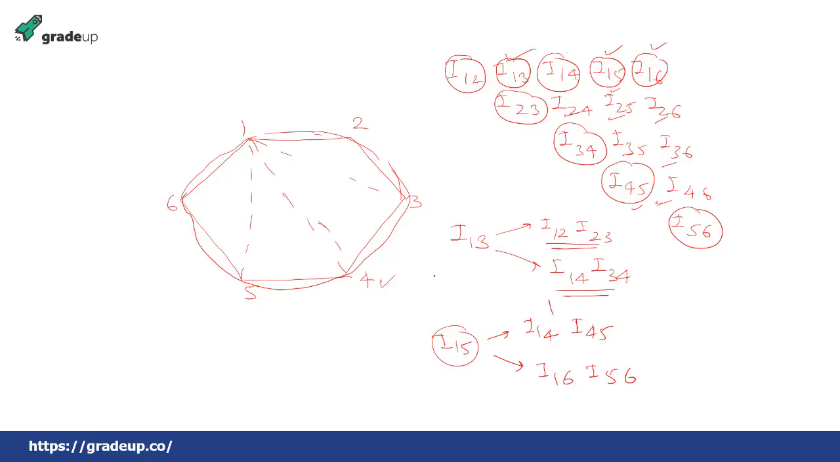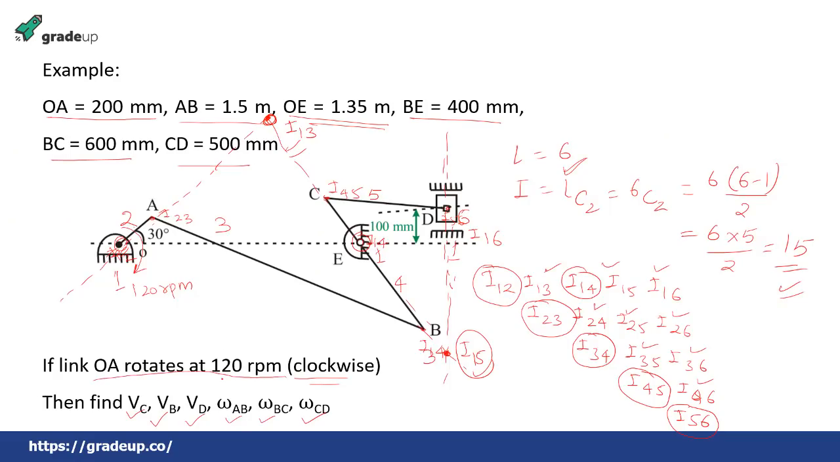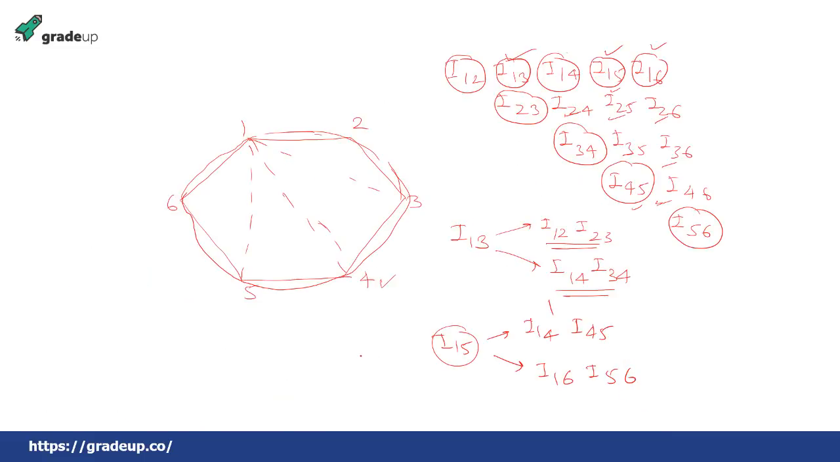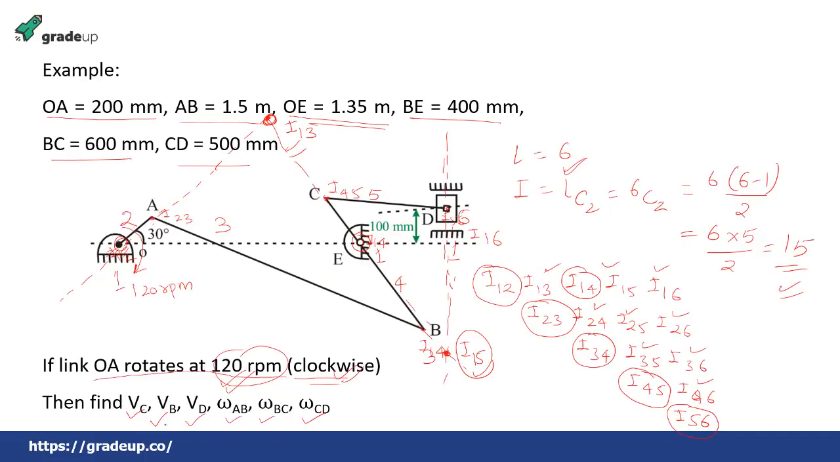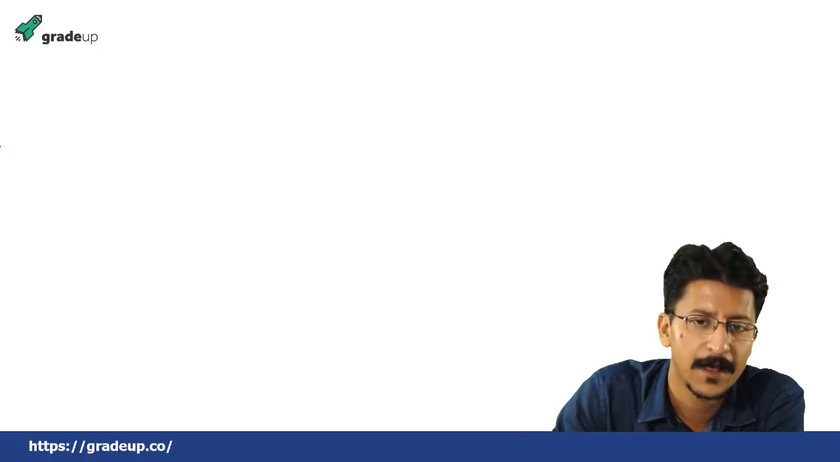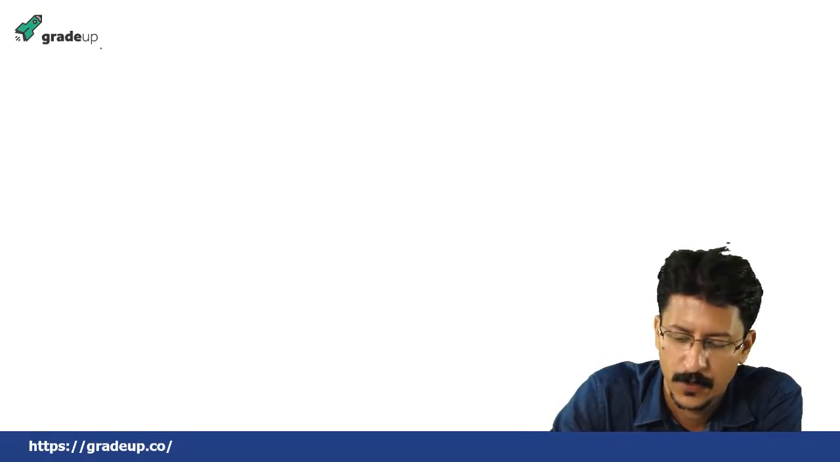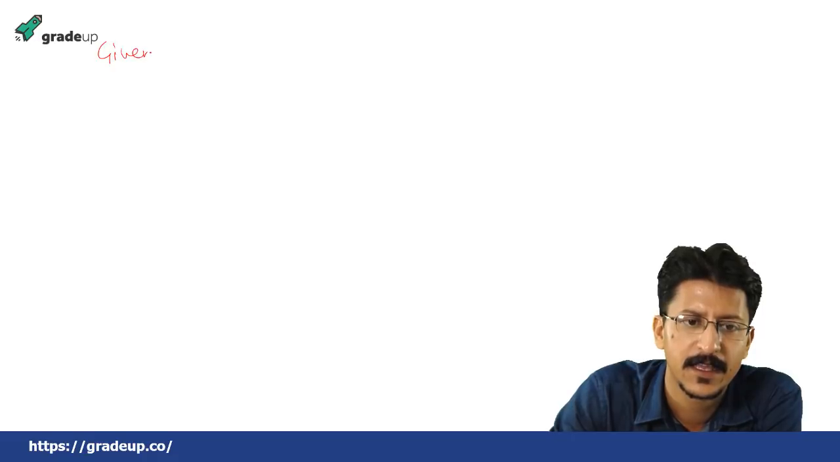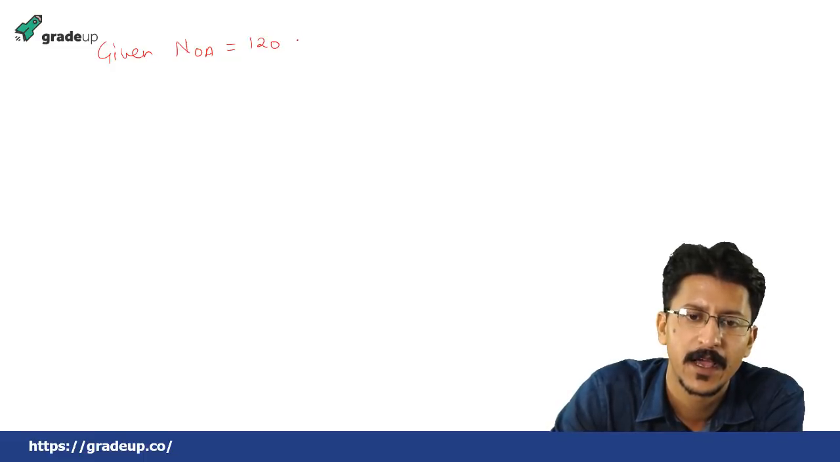Okay, see, in this question only one input has been given, that the link OA rotates at 120 rpm clockwise. So using that information we will find all these 6 velocities, the 3 linear velocities and 3 angular velocities that are asked. So we will see how to find all these. Okay, see what is given, it has been given that the rpm of OA is 120 rpm.